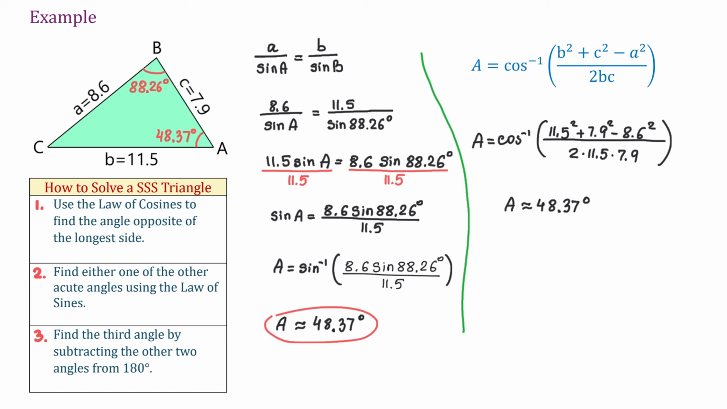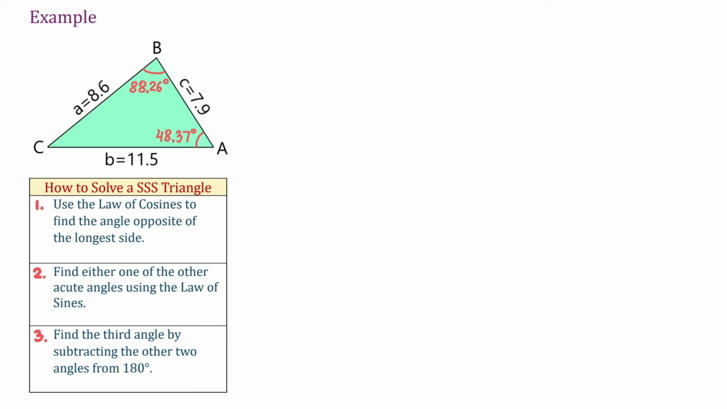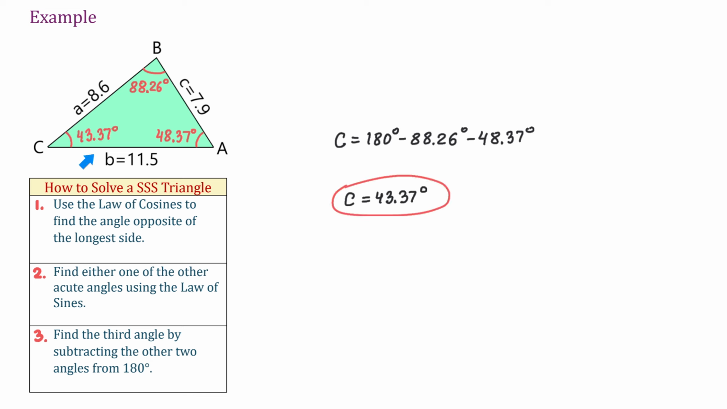In this step, we will find angle C by subtracting the other two angles from 180 degrees. Angle C equals 180 degrees minus 88.26 and minus 48.37 degrees. Then angle C is 43.37 degrees. So now we have all the missing angles and the problem is completed.